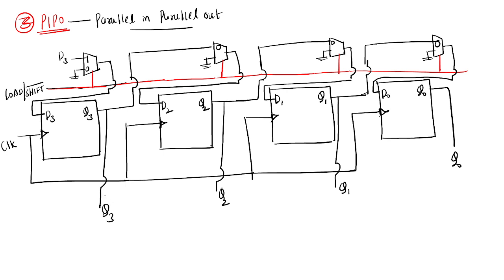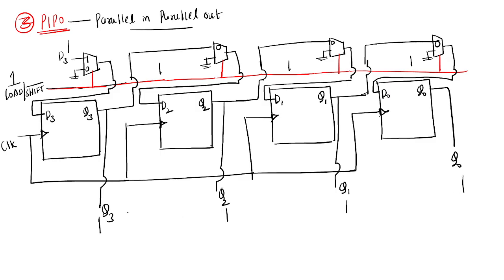So, how many clock cycles are required to get the data out? Parallelly you are loading the data. Suppose you want to load the data, then load should be 1. D3 and D2 you are loading, this is 1, this is 1, and this is 1. Parallelly you are loading, and parallelly you are taking out the data.